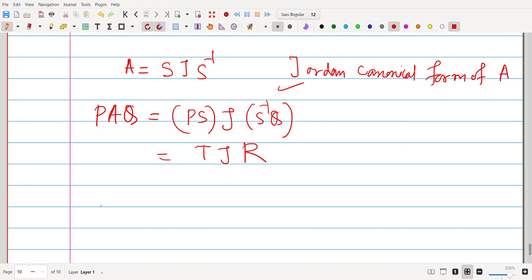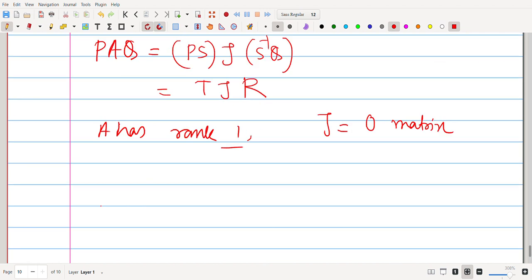Okay. Now one thing is important: since A has rank 1, J cannot be the zero matrix, right? Because if J is the zero matrix, then A itself is the zero matrix. This is not possible because A has rank 1.